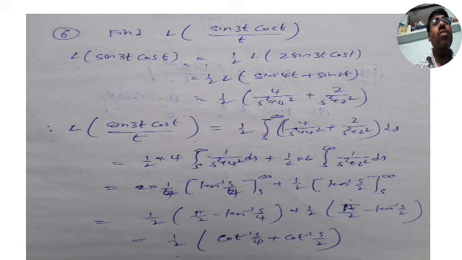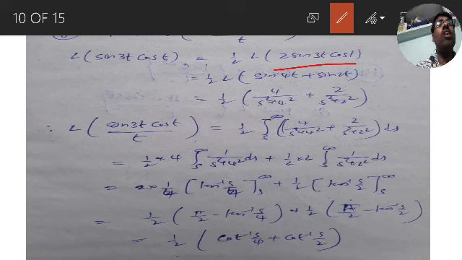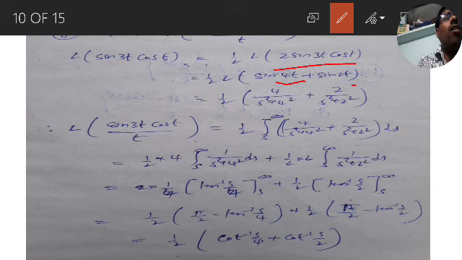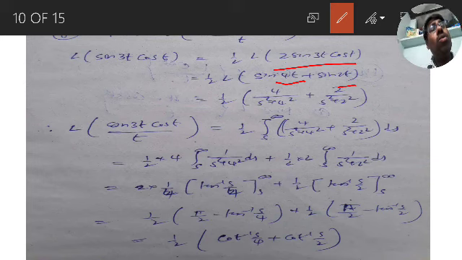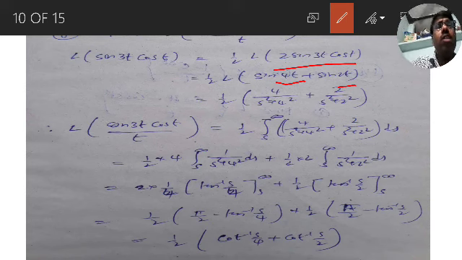So multiply and divide by 2. It will be 2 sin 3t cos t, that is 2 sin A cos B. What is the formula? 2 sin A cos B is sin(A+B) plus sin(A-B). Sin A is 3t and B is t. 3t plus t is 4t and minus is 2t. So L of (sin 4t plus sin 2t). Very similar to the previous problems. L of sin at formula is a by s square plus a square.